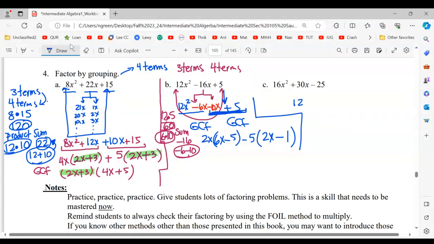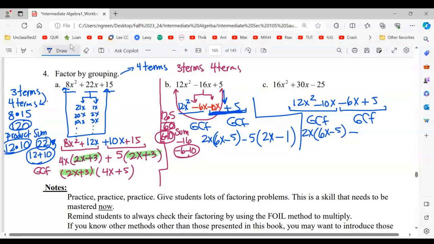So let's say 12x squared and negative 10x, negative 6x plus 5. Take the first two together, then the last 2 together. So what is the greatest common factor here? 2x, and what's left? 6x minus 5. And here how much is common? Negative 1. So what's left? 6x minus 5.